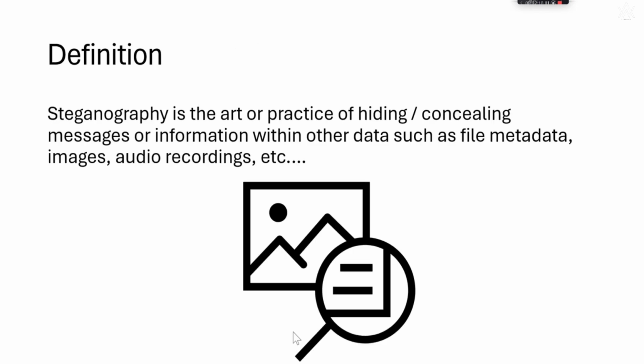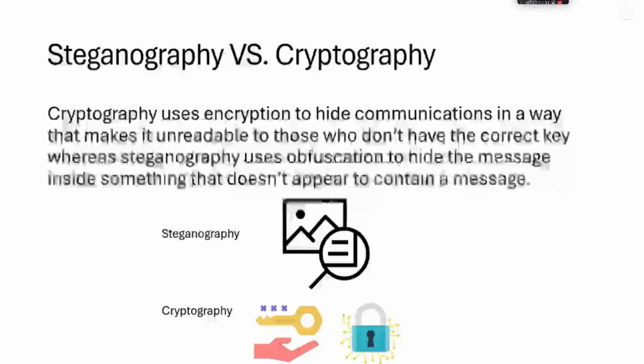So let's continue. What is the definition of steganography? Well, steganography is the art or practice of hiding or concealing messages or information within other data, such as file metadata, images, audio recordings, etc. It's not the same as cryptography, which is what a lot of people might equate it to. Cryptography uses encryption to hide communications in a way that makes it unreadable to those who don't have the correct key, whereas steganography uses obfuscation to hide the message inside something that doesn't appear to contain a message.